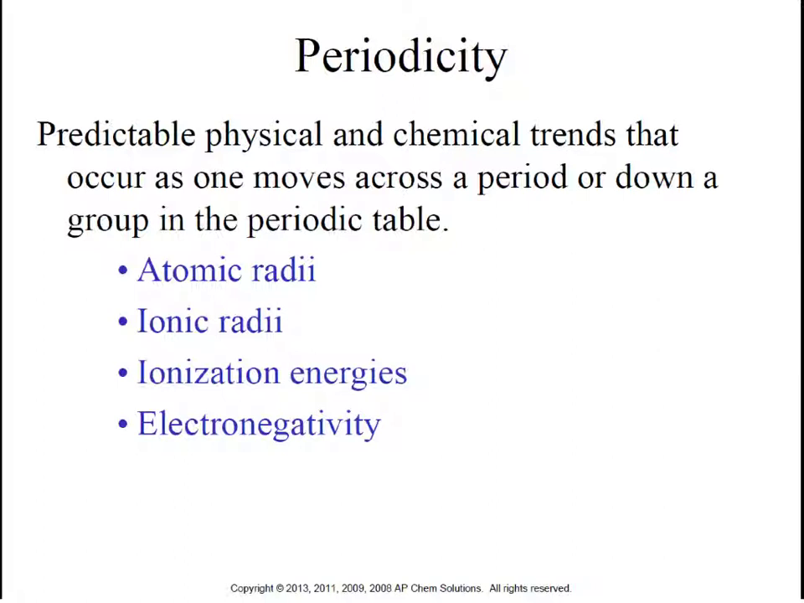So these are physical and chemical trends that occur as we move across or down or over or up on the periodic table. So we're going to talk about atomic radii, ionic radii, ionization energies, and electronegativity.